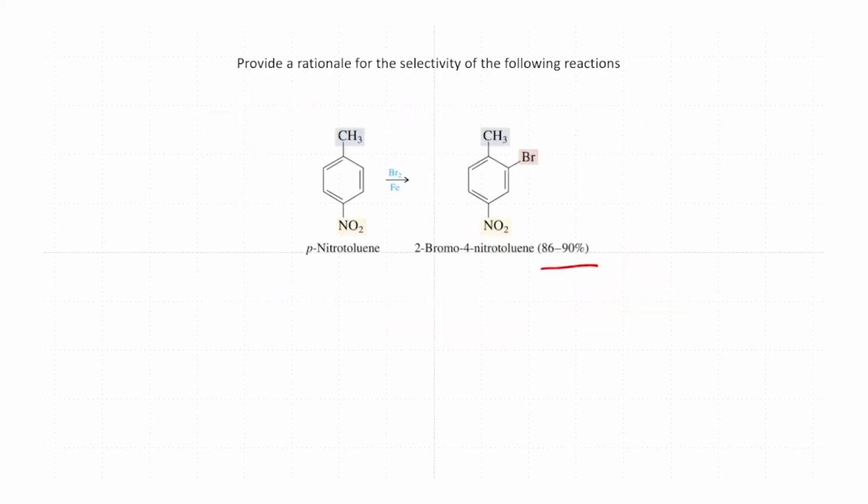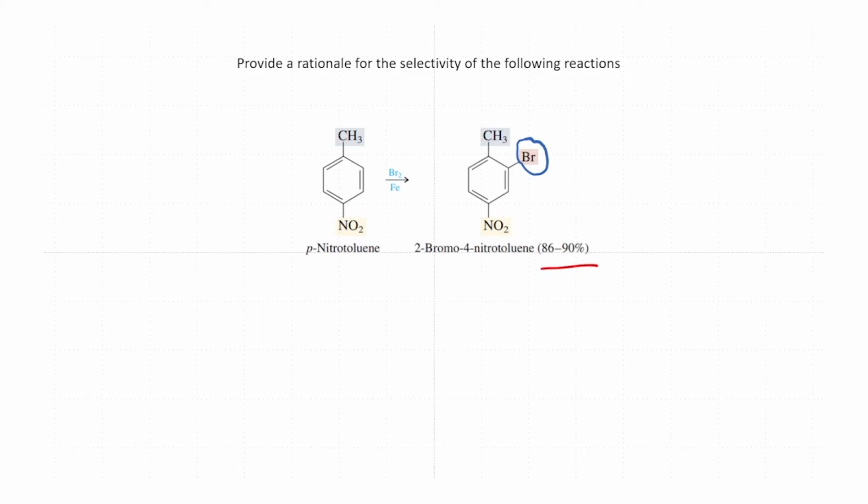Provide a rationale for the selectivity of the following reactions. The first example here is the bromination of 4-nitrotoluene, and it gives this product exclusively in about 86 to 90% yield.